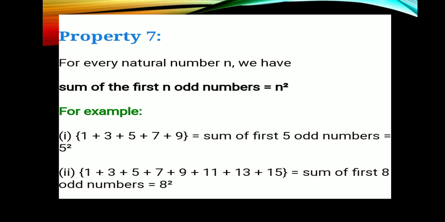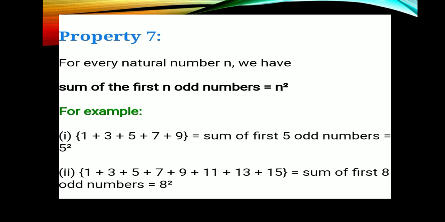Now property 7 says that if you add consecutive odd numbers, their sum will be equal to the square of the number of terms you are adding. Remember, it should start from 1. Like in the first case, you are adding 5 numbers and they are all consecutive odd numbers, so the sum will be 5 square, that is 25.